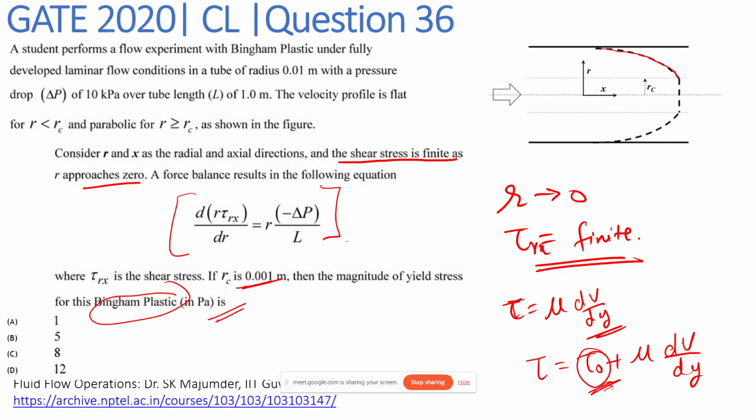So in this question, we calculated the yield stress required for the Bingham plastic in order to flow. We were given a force balance equation, and by integrating that, we found out the relation between the shear stress versus the radius, that is basically tau as a function of r, and using that we calculated the yield stress tau naught.